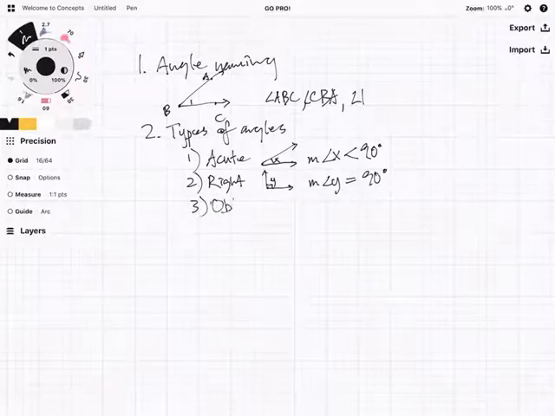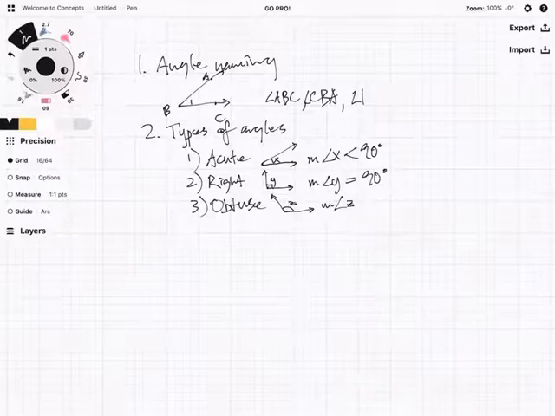Next up, we have obtuse angles. Obtuse angles basically means that the angle is larger than 90 degrees. So we're going to label this angle Z. The measure of angle Z is greater than 90 degrees. As you can see here, it's basically ranging and going up in size, if you will.